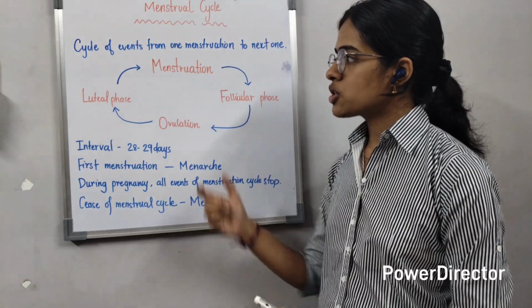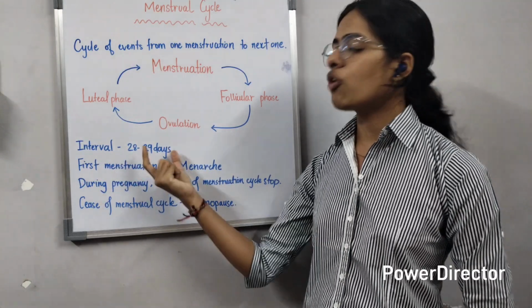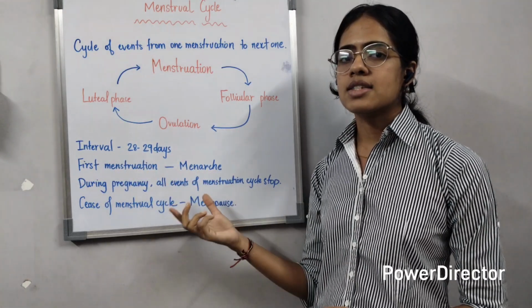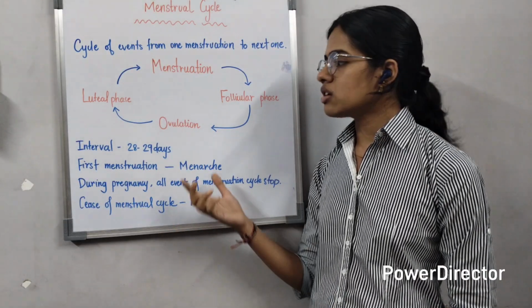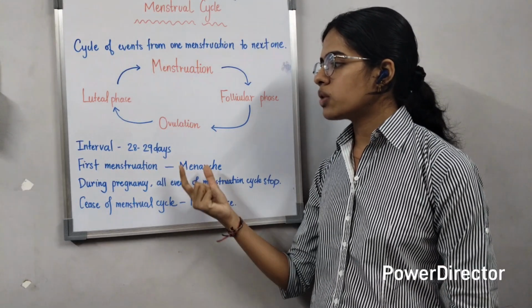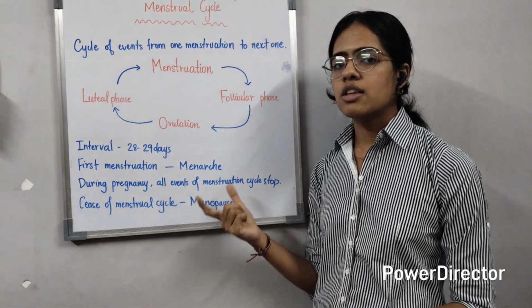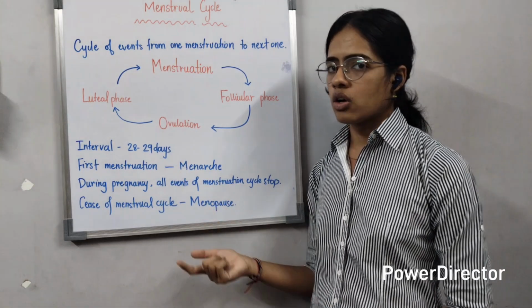So menstruation occurs at an interval of 28 to 29 days in a general sense. It takes about 28 to 29 days in a healthy female body to occur again.